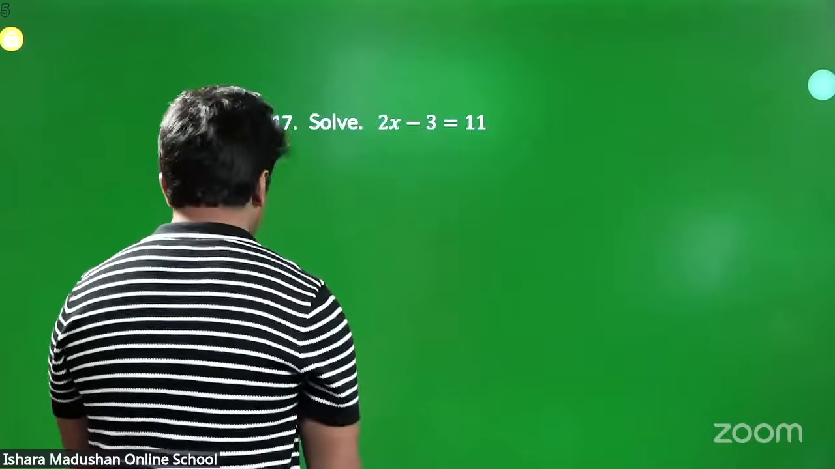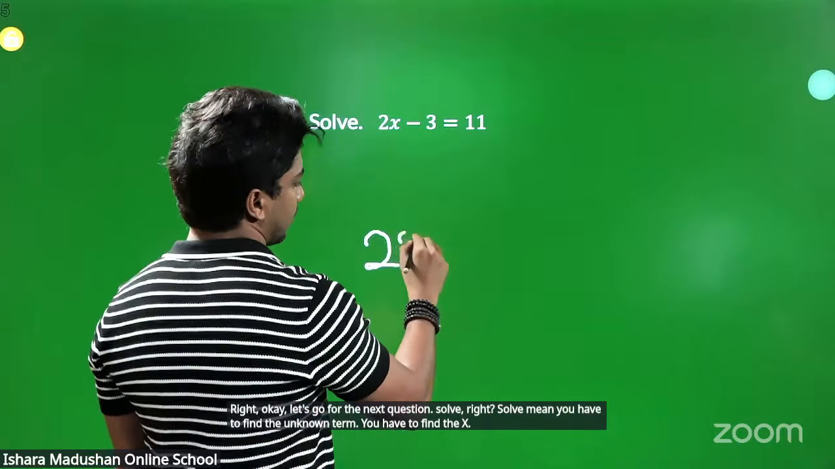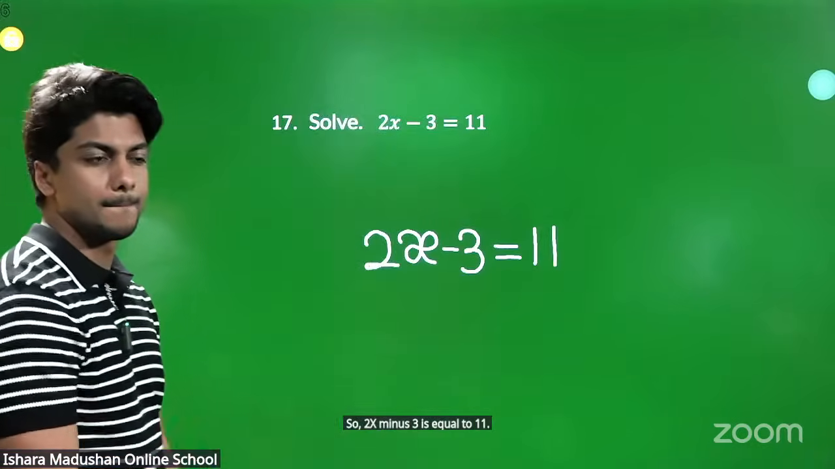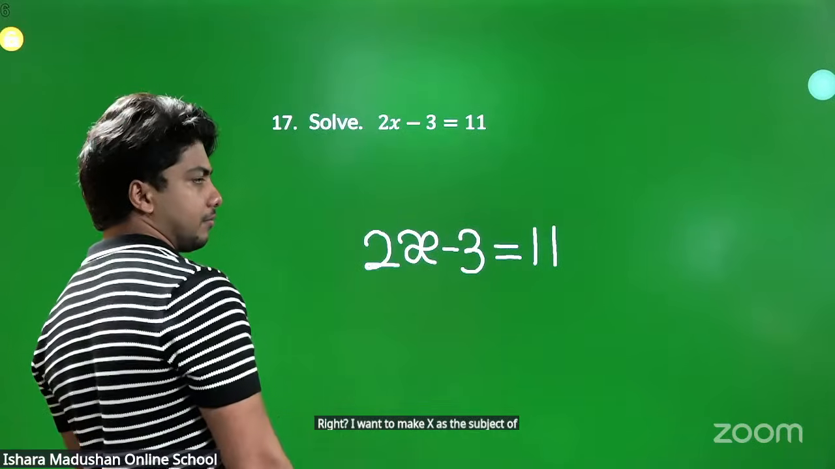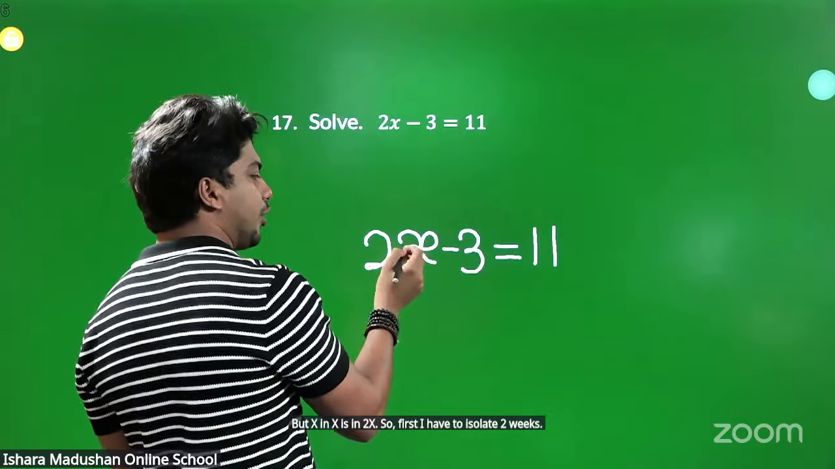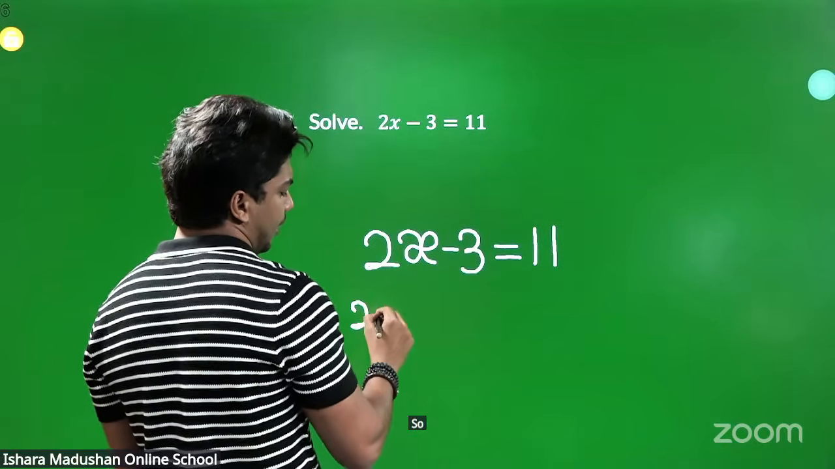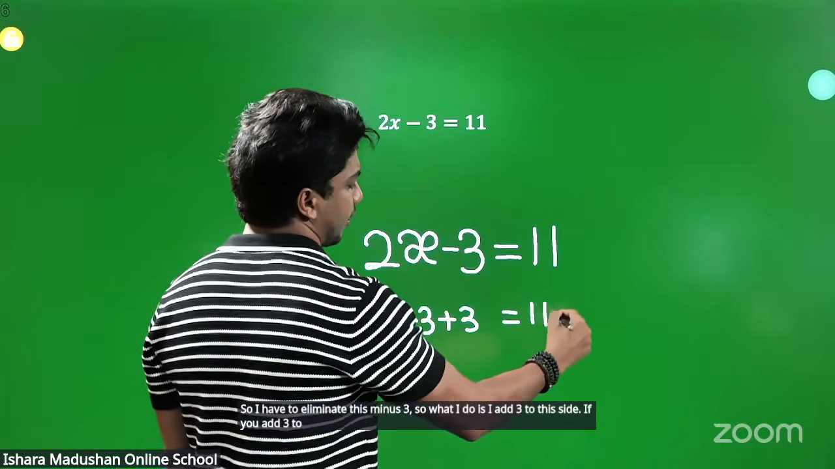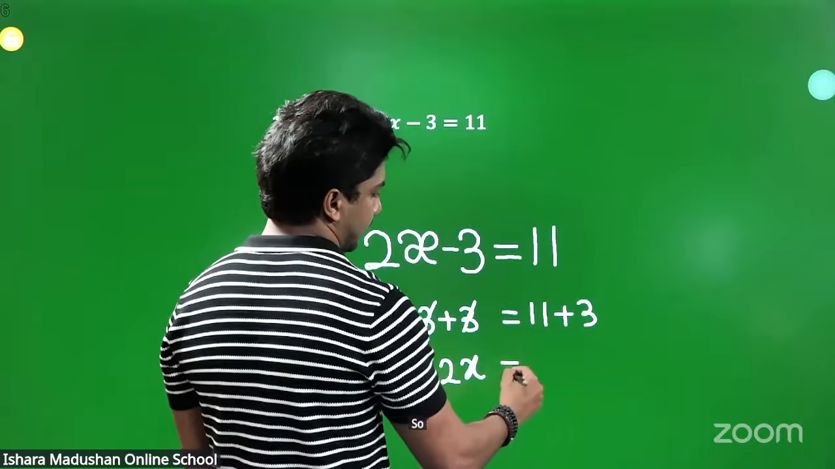Solve means you have to find the unknown term. You have to find the x. So 2x minus 3 is equal to 11. I want to make x the subject of this equation, but x is in 2x. So first I have to isolate 2x. In order to isolate 2x, this minus 3 is a trouble, so I have to eliminate it. So I add 3 to this side. If you add 3 to one side of the equation, you have to add the same amount to the other side. So 2x is equal to 14.